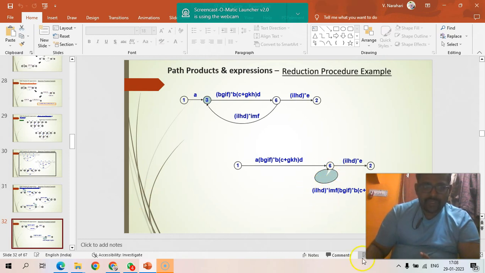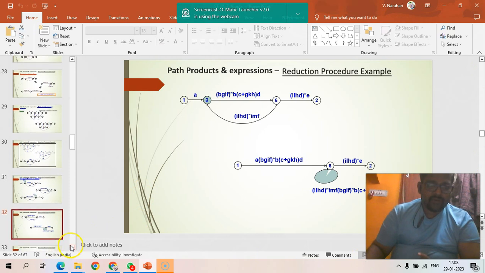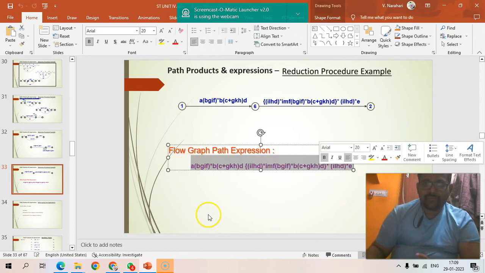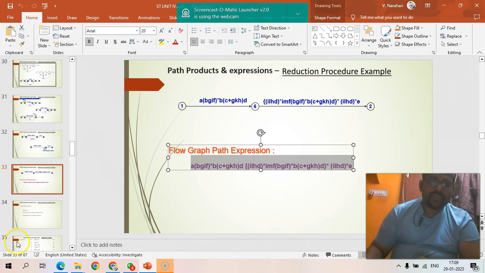Entire thing will become into asterisk. I have to see entire thing of asterisk, and finally I'm getting only 3 nodes, 1 to 6, 6 to 2. So if I remove this 6 node, the entire path expression I will get is this thing. This is about the node reduction procedure.